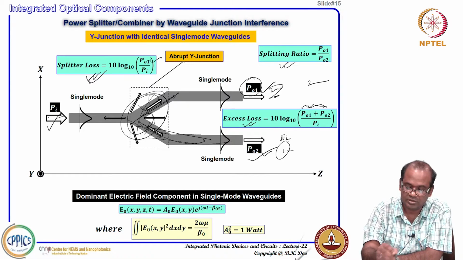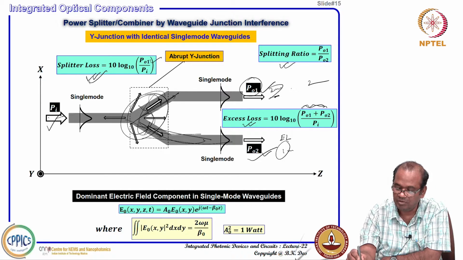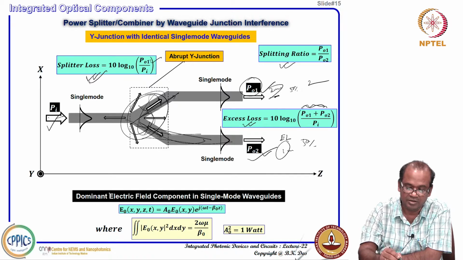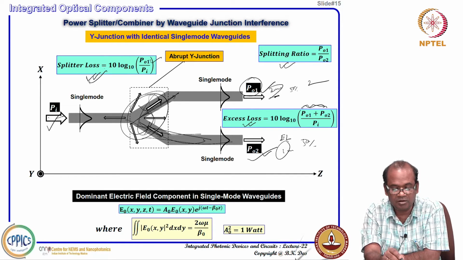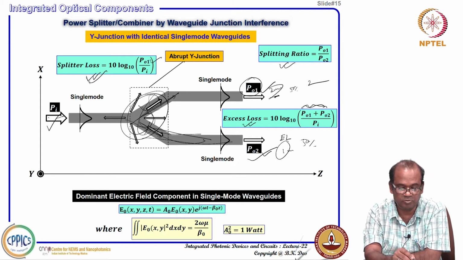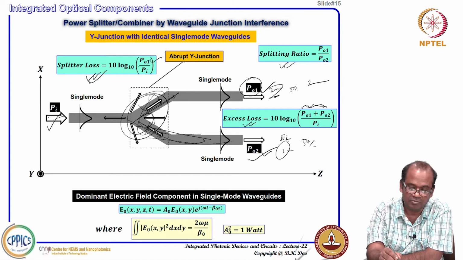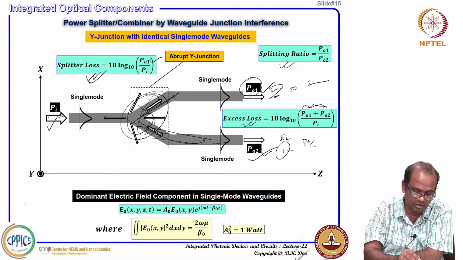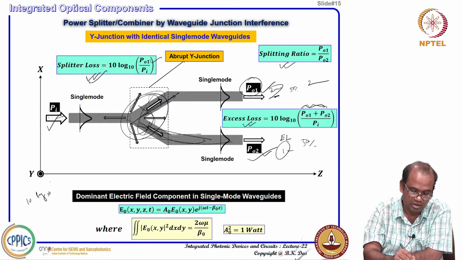So, if there is no loss and they are symmetric, then here you will be getting 50% power, and here 50% power. In that case, the splitter loss will be 50%, 50%. So, if you compare with the input, that will be half. P01 by Pi will be exactly half. So, you will be getting splitter loss equal to 10 log 10 of half.